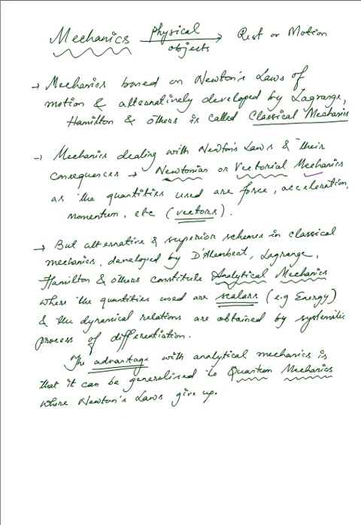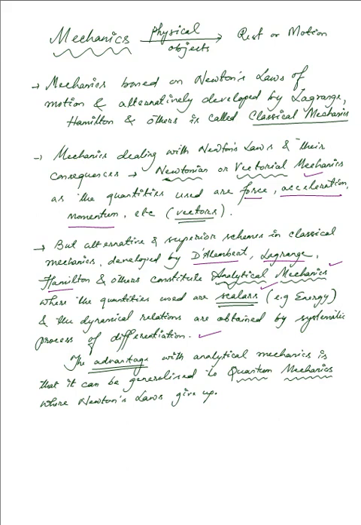The reason being vectorial mechanics is because the quantities that are involved in this scheme of things are vector quantities, namely force, acceleration, momentum, etc. But alternatively, a much superior scheme in classical mechanics was then developed by D'Alembert, Lagrange, Hamilton, and many more, and that constitutes what we term analytical mechanics, where the quantities that are used are much simpler scalar quantities, like energy, and the dynamical relations are obtained by the systematic process of differentiation, which makes it much more approachable.